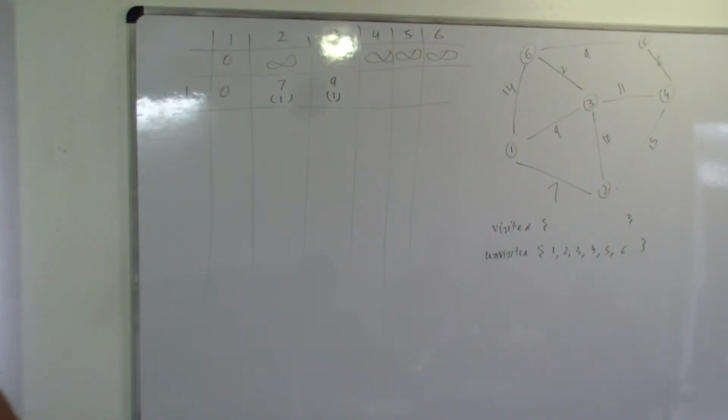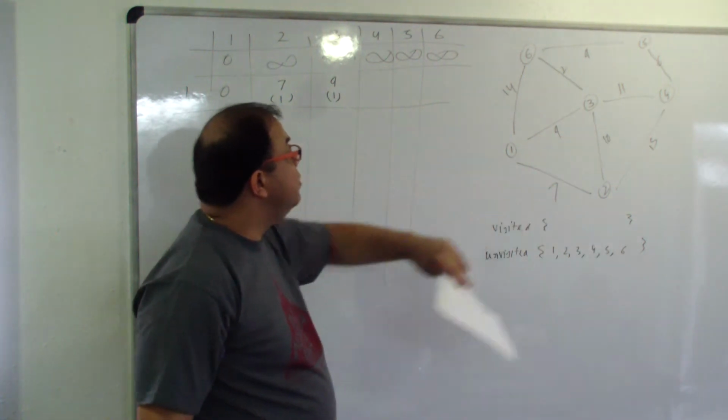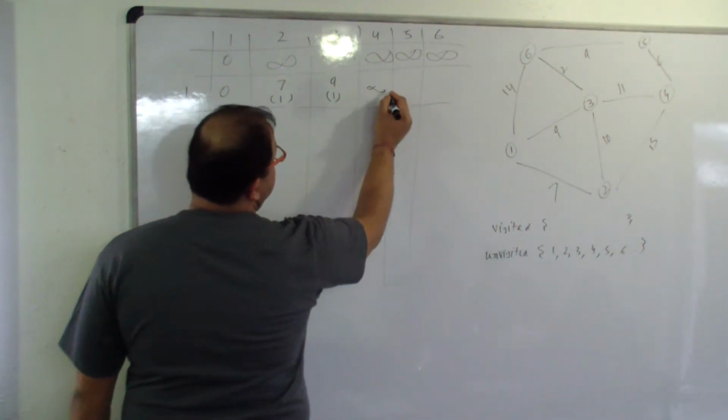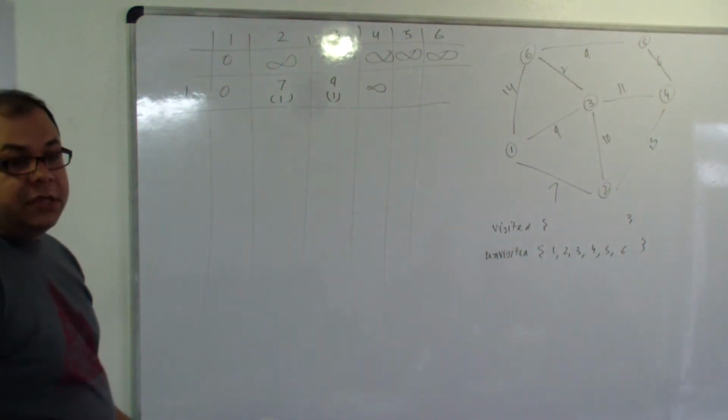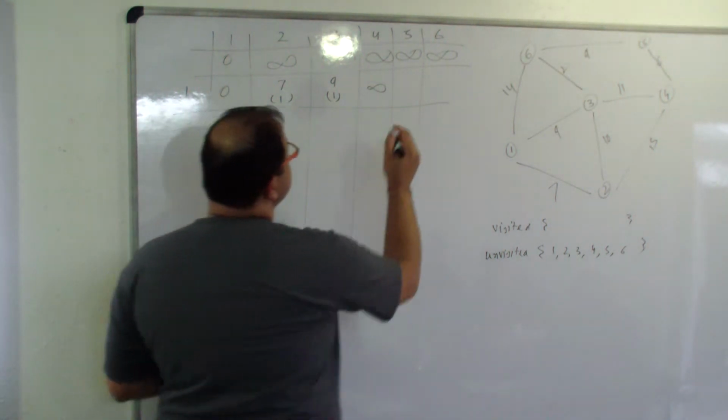Then we will check 4. Can we go from 1 to 4? No. So we will write infinite. Okay, directly we can go... Yeah, we will see from 1 to 5. Can we go there? No. So we will write infinite.